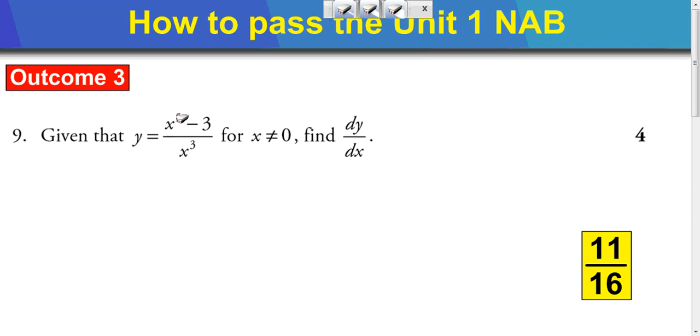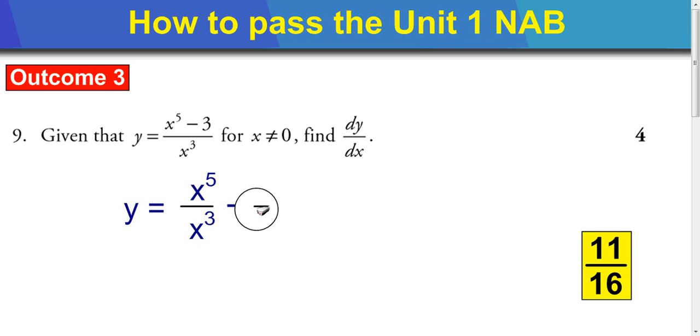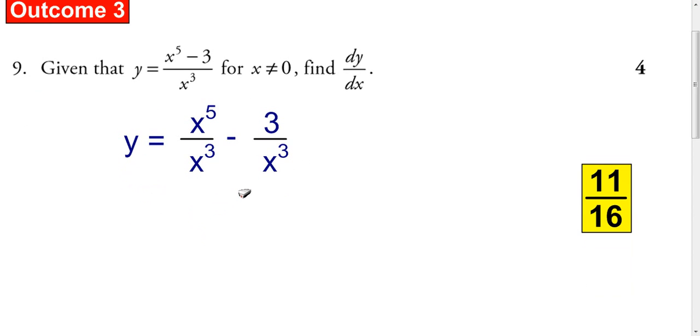I split this up into x to the power 5 over x cubed, take away 3 over x cubed, like this. So split it up into two separate fractions, and I think it's much easier to deal with that way. I can now use my laws of indices. When you're dividing, you subtract, so this goes to x squared, that'll give me a mark.